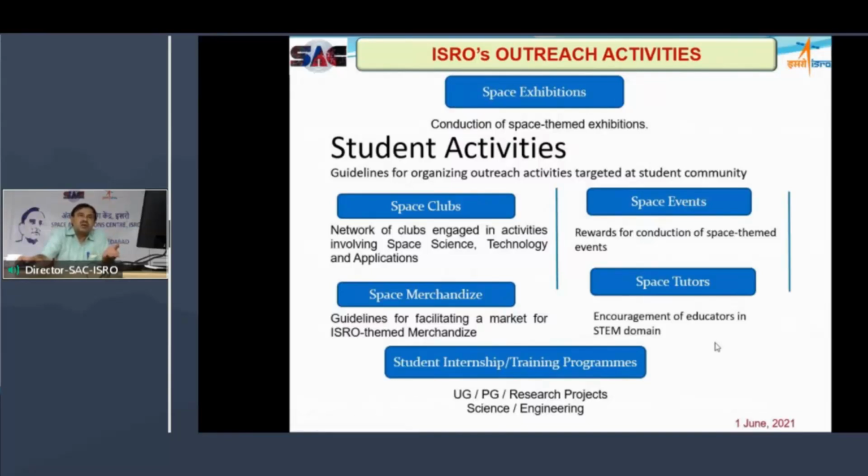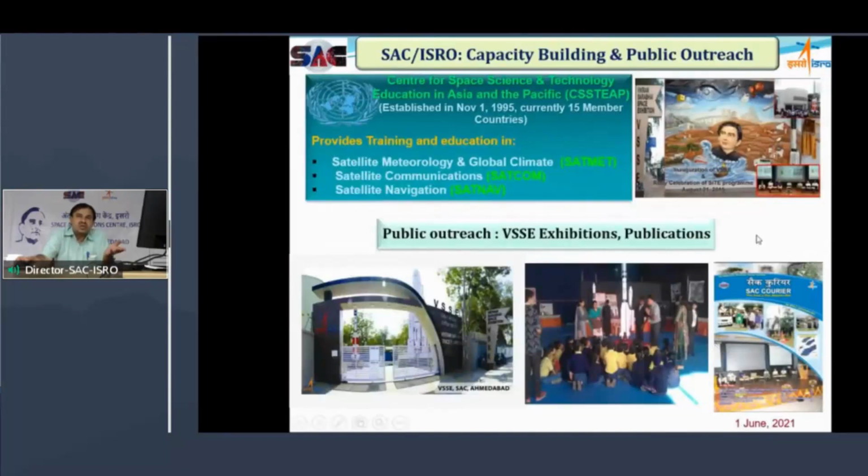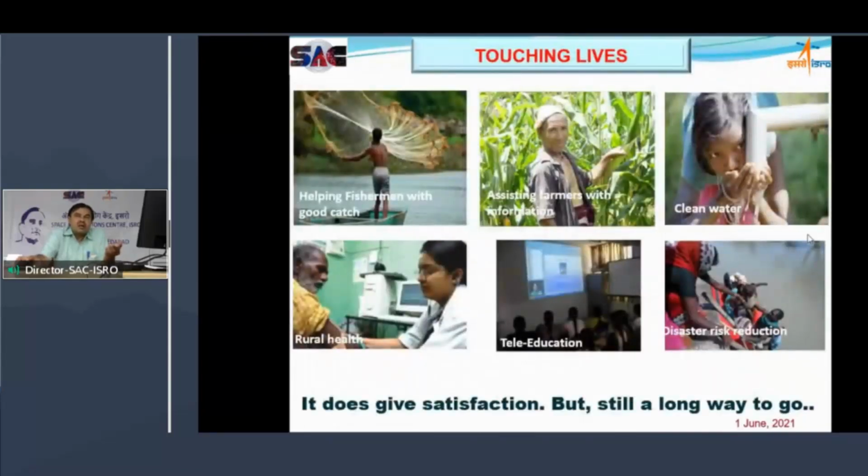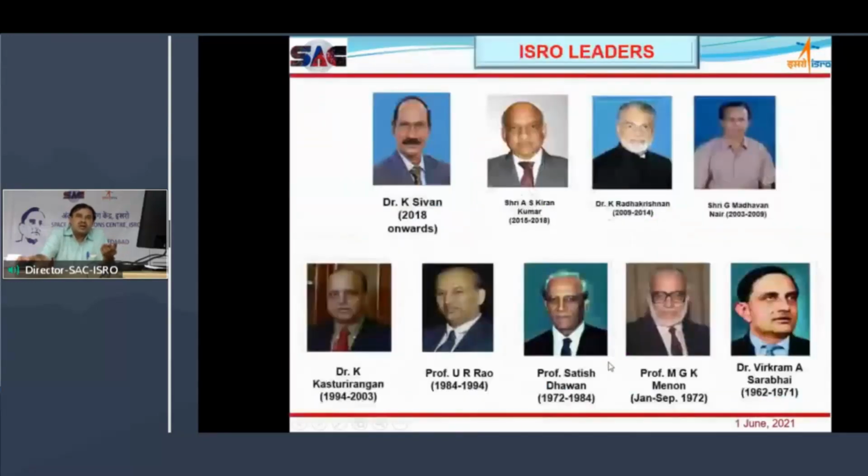On various activities where you can utilize space technology. This is our exhibition. Please do visit it after the pandemic is over. It is worth seeing, and you will get much more information. Many books are available about ISRO and all the space technologies I mentioned. You will learn more about that, and some are written in a very simple way also. We are doing many activities using satellite communication and navigation: disaster management, tele-education, telemedicine, helping our farmers, bringing in clean water through remote sensing. It gives us satisfaction, but there is a lot more we can do.